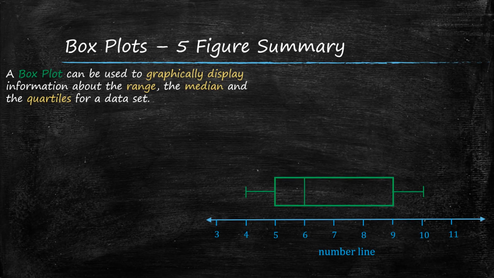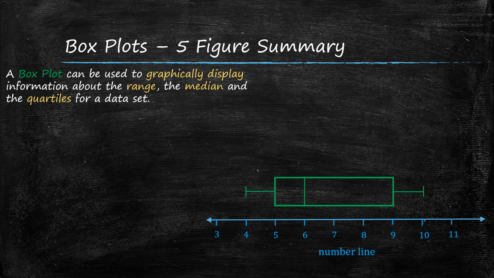Box plots, five-figure summary. Now in the last couple of topics we introduced the concept of data sets, and how we can analyze data sets using averages and spreads. Averages such as the mean, the median and the mode, and spreads such as the range, the interquartile range and the semi-interquartile range. In this topic we'll look at how we can present data sets and information about our data sets. And the different presentation mechanisms we'll look at will be box plots, bar charts and pie charts.